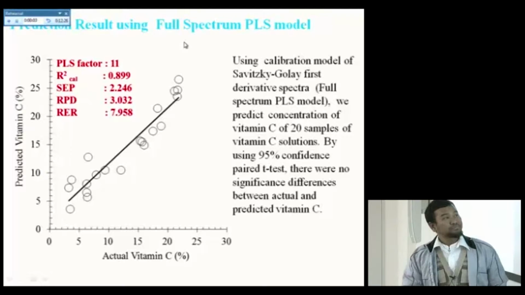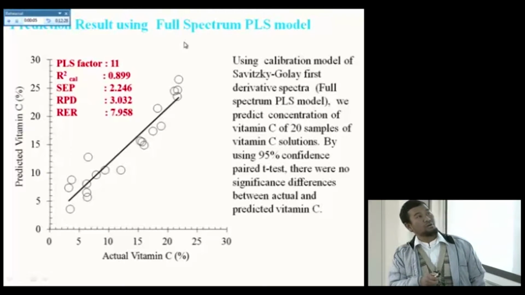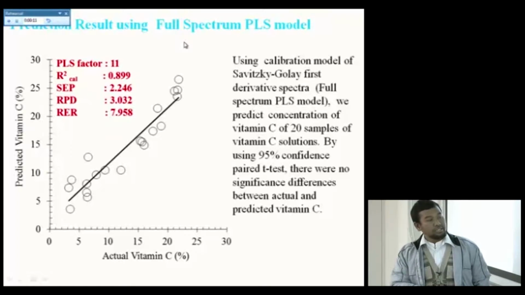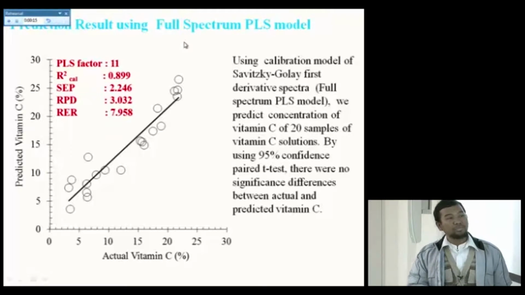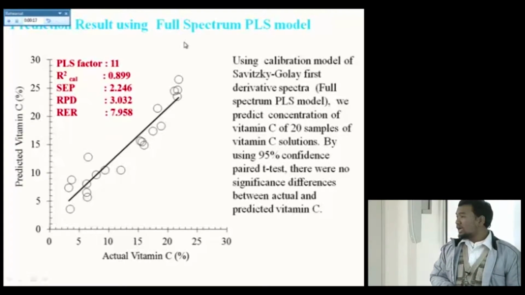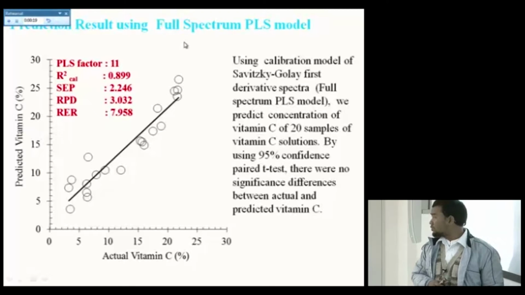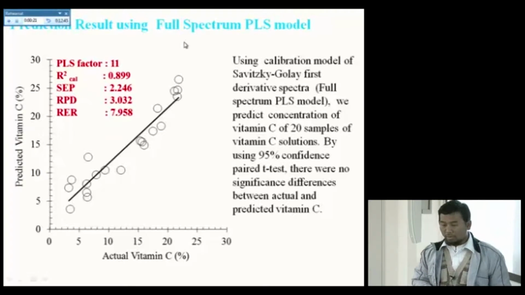So now we are trying to improve this performance by using IPLS. So this is the result for full spectrum of the prediction. This is the actual value and this is the predicted value, and by 95% of confidence per t-test, actually there were no significant difference between actual and predicted value.